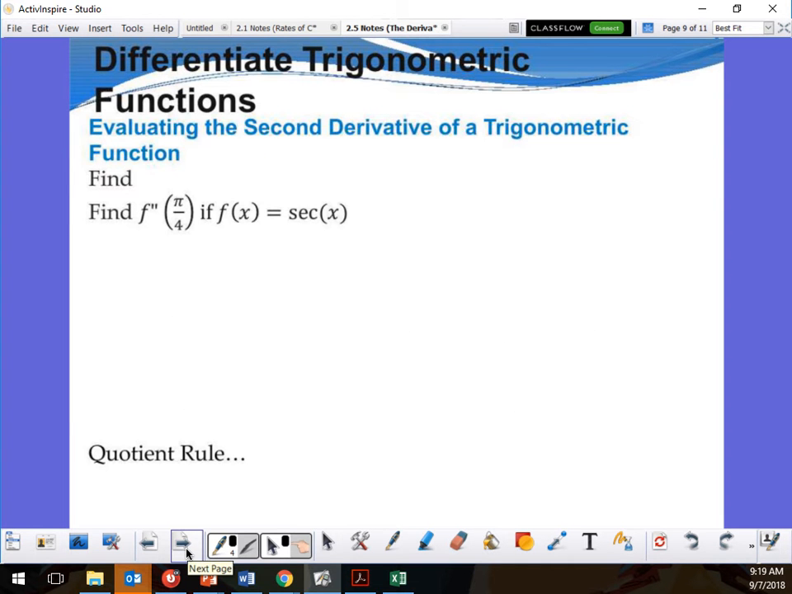All right, so f double prime at pi over 4 if f is secant x. So let's see. F prime of x is, just flip the page. What's the derivative of secant? Secant tangent.